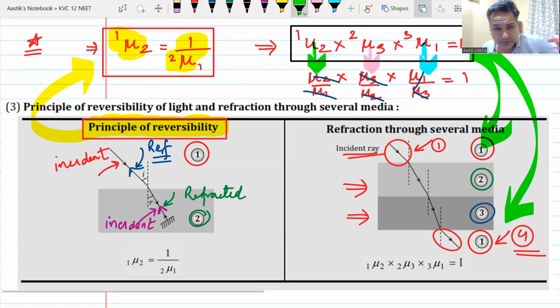How to find out the absolute refractive index? Speed of light in air or vacuum divided by speed of light in the medium. That is how you find absolute refractive index. How do we find relative refractive index? Mu2 by mu1 is v1 by v2, or mu2 into v2 is equal to mu1 into v1, or mu into v is a constant. Do we remember this? Yes, sir.